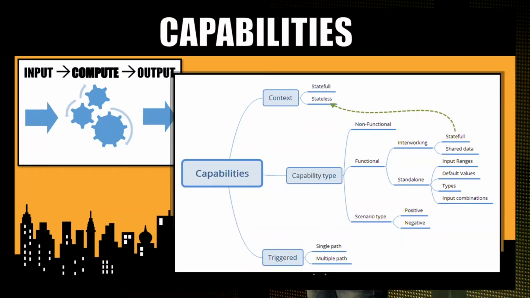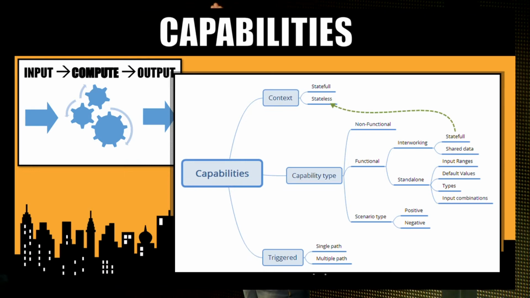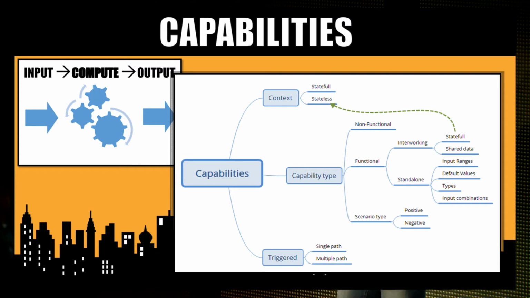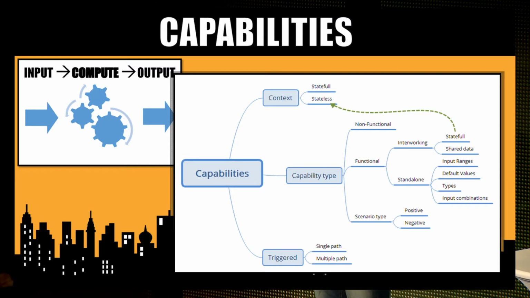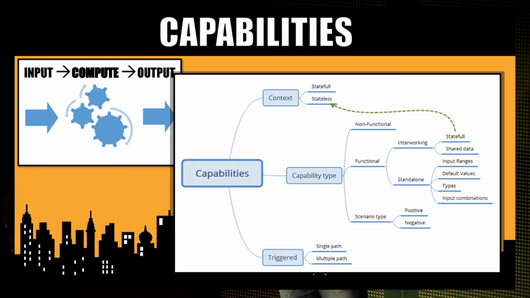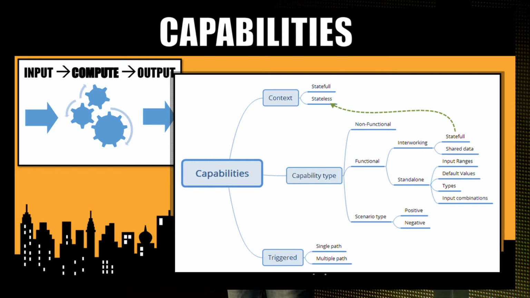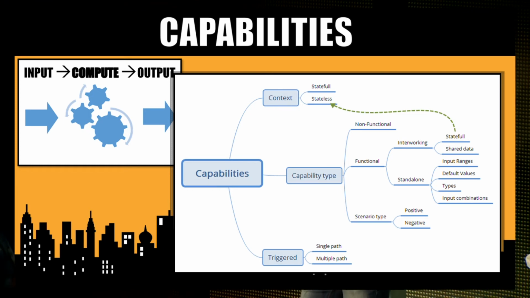But I have created this mind map just to show you a couple of those generic scenarios we usually test. Obviously, we test functional and non-functional behavior, yes. And we do not only test standalone features, but often interworking, because they may interact, because they may use shared data, or maybe a state machine is involved, right? And obviously, we test negative and positive scenarios.